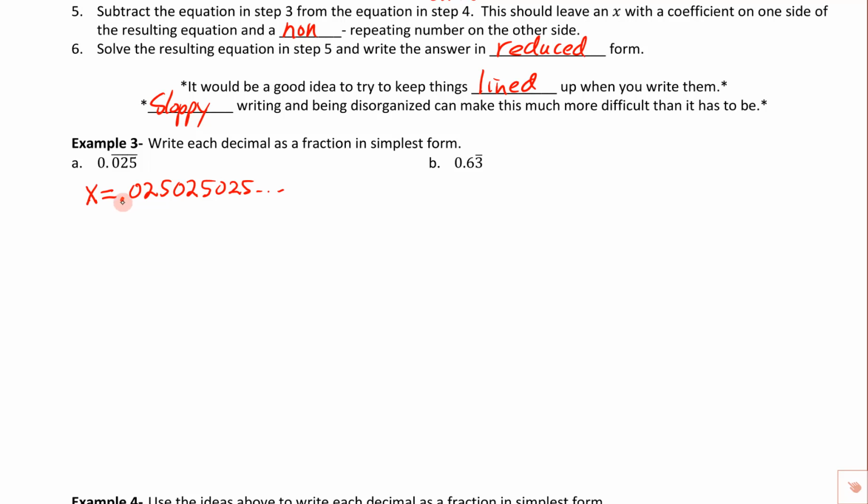So notice how many we've got in our repeating pattern. 1, 2, 3. We need the decimal to go right there. So we're going to multiply by a 1 followed by that number of zeros. So we're going to multiply by 1,000 because that will move it over 3 places. So if we move it over 1, 2, 3, that's going to be 25.025025025... Okay, now we've got our two equations.